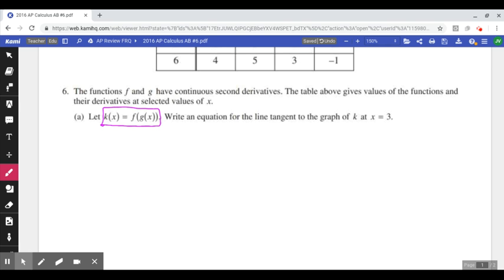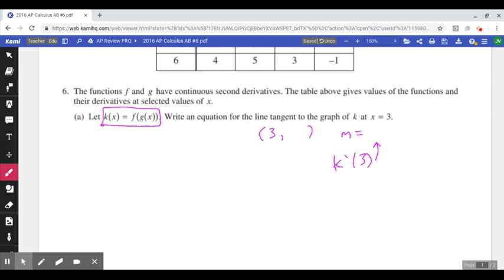We want to write an equation for the line tangent to the graph of k at x is equal to 3. To write the equation of the line tangent to a graph, we need a point. We already know the x. And then we also need a slope. Because this is a tangent line to the graph, we need the slope of the tangent line, which is the derivative, or k prime, at 3. That'll go here. Let's figure out the corresponding y value for the given x value of 3.